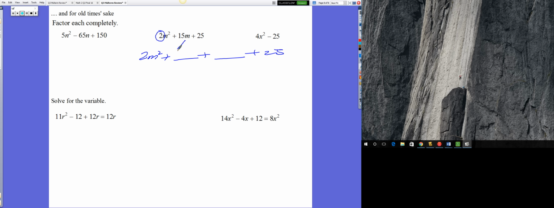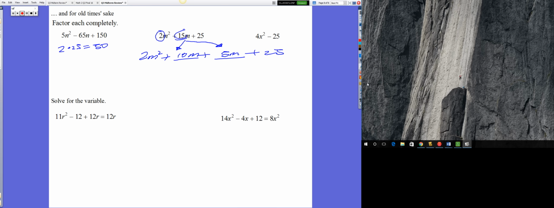We're going to bust up this middle. We're going to bust up 15m. So you times the first and the last. 2 times 25, and that is 50. So now we are looking for something that times and gives you 50, but adds and gives you 15. And that's going to be 10m and 5m. Okay, they're going to times, give you 50. They add and give you 15.